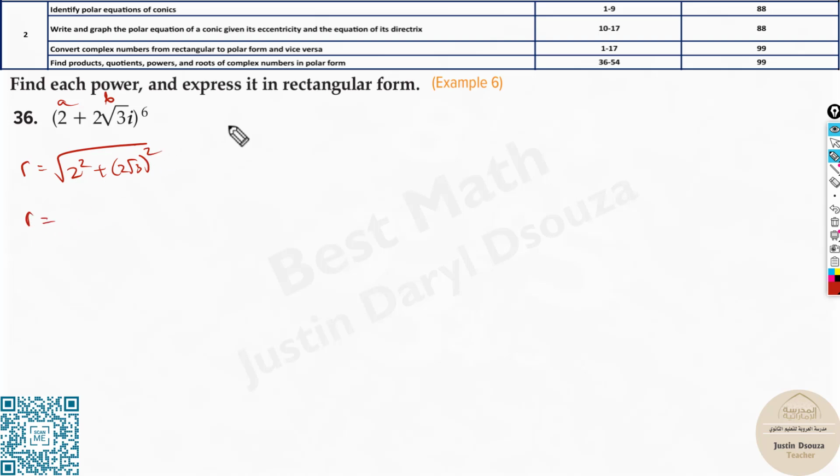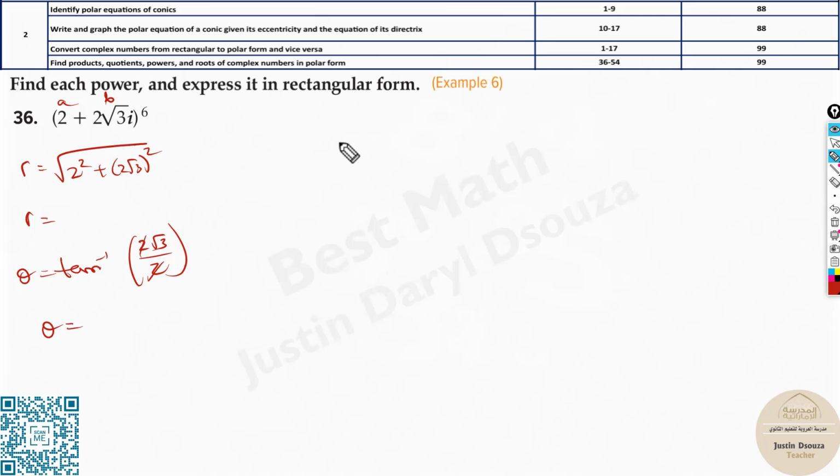You will get the answer directly in the calculator. What about theta? It's tan inverse of 2 root 3 by 2. Since a is positive, I don't need to write plus 180. Now not 180, it's always about pi. Let's keep it in radian, because you cannot solve Moivre's theorem in degrees. It has to be in radian for the formula.